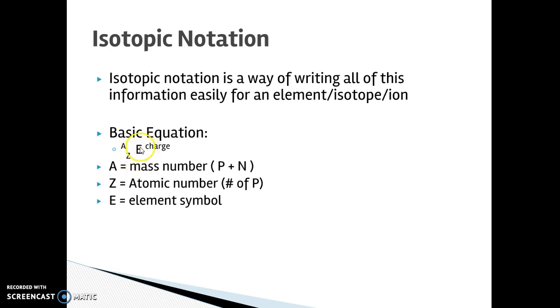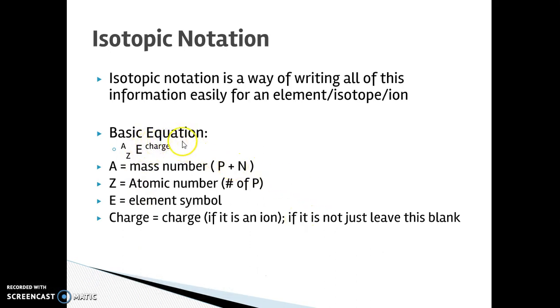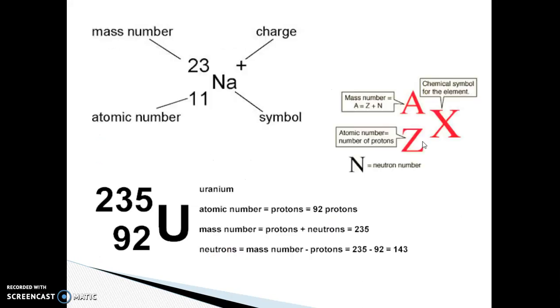The E is the element symbol, and there's also a spot for you to put the charge, just like we have been before. So the charge goes after. If it's an ion, it's going to have a charge. If it's an atom, it won't, so you just leave it blank. There's a video clip that we can watch in class that takes you through how to write a few isotopes in isotopic notation.